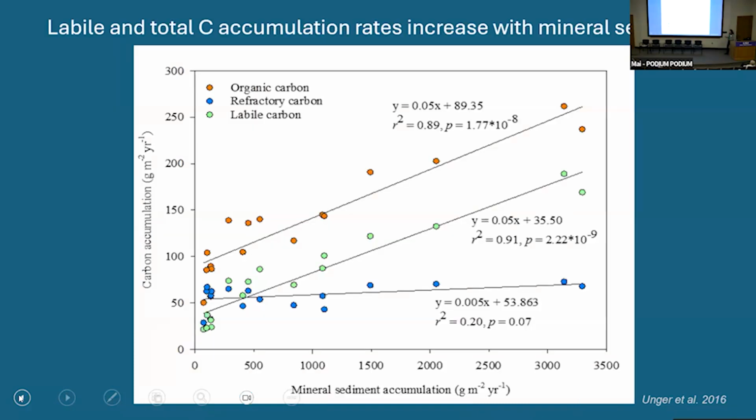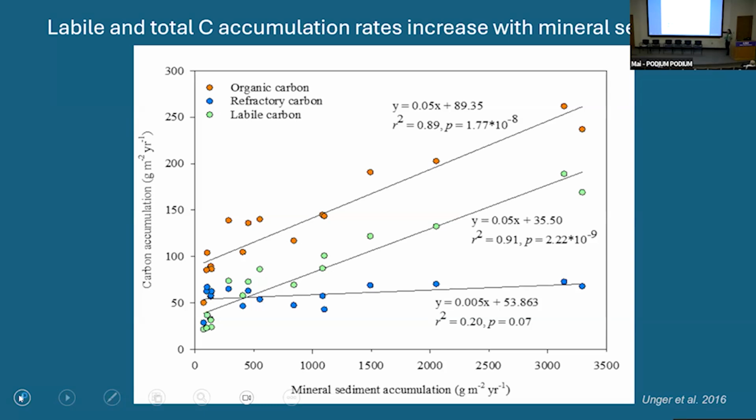And we tested the influence of mineral sediment accumulation on the carbon accumulation rate directly. And here you can see that the total organic carbon accumulation rates are shown in orange, the labile carbon in green, and the refractory carbon in blue. The refractory carbon is pretty uniform across a really large range of mineral sediment accumulations, from less than 50 grams per meter square per year to over 3,000 grams of mineral sediment. But the labile carbon tended to increase over that range, and so did the total organic carbon.